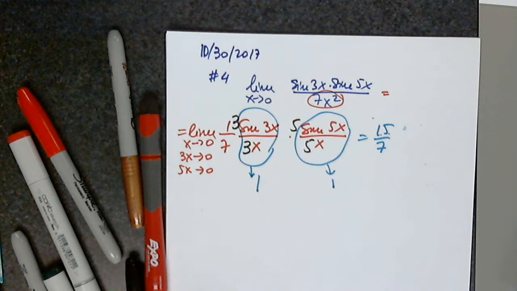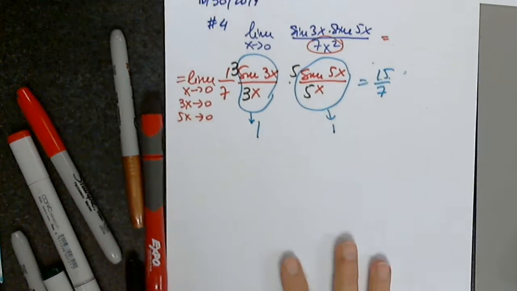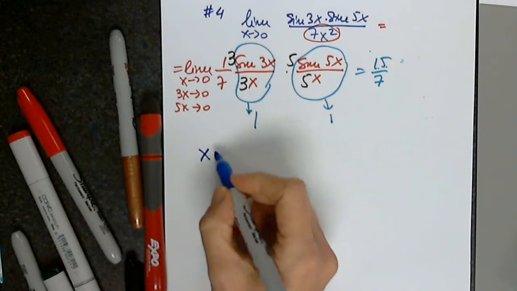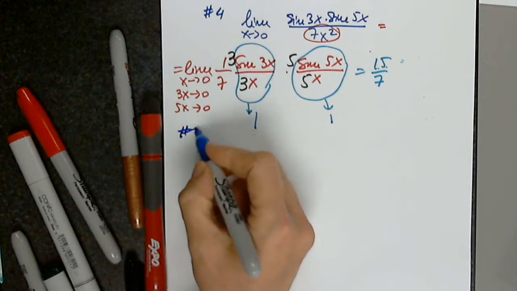Anything else you would like to see? Which one? Number 6. 4, 5, 6. Yes. Several of you had difficulties with this, and I wasn't sure why. So this is problem 6.